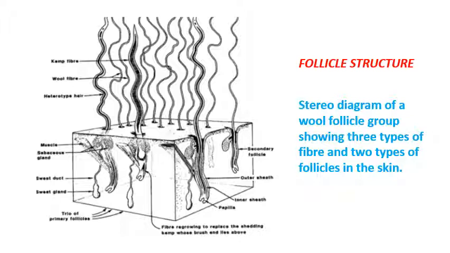In the bottom left side, we can see the erector muscle, then the sebaceous gland, a little bit at the upper surface, and there is the sweat gland and sweat duct at the bottom. And we can also see the trio of primary follicles. Primary follicles come with the three fibers. Then on the right side, we can see the secondary follicle, and a little further down there are two sheaths, the outer sheath and the inner sheath, and at the bottom we can see the papilla, which is the beginning for the growth of the fiber, which we are going to discuss next.